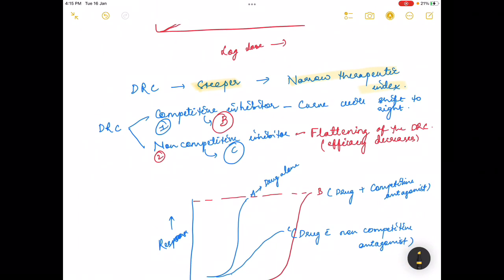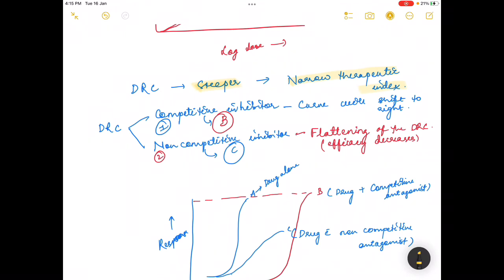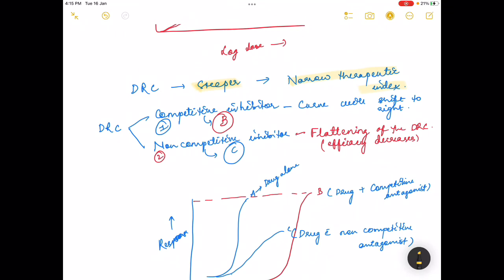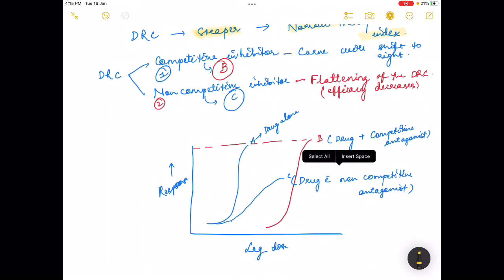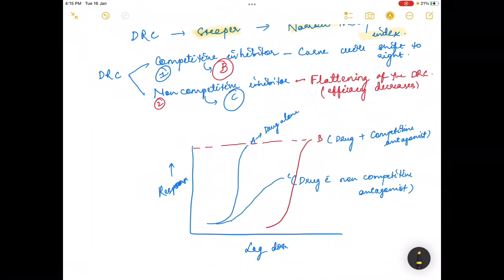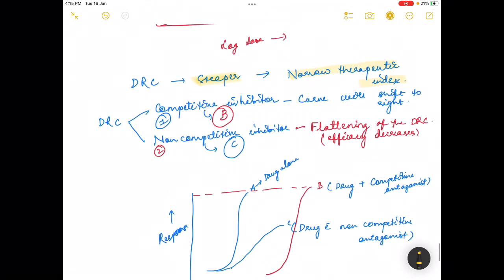Now from the DRC also we can know whether there is competitive inhibition or non-competitive inhibition. In case a competitive inhibitor or competitive antagonist is given along with the drug, there will be shifting of the dose response curve to the right side. If a non-competitive antagonist is given along with a drug, then there will be flattening of the dose response curve, that is the efficacy will decrease. Okay, so this was all about dose response curve.